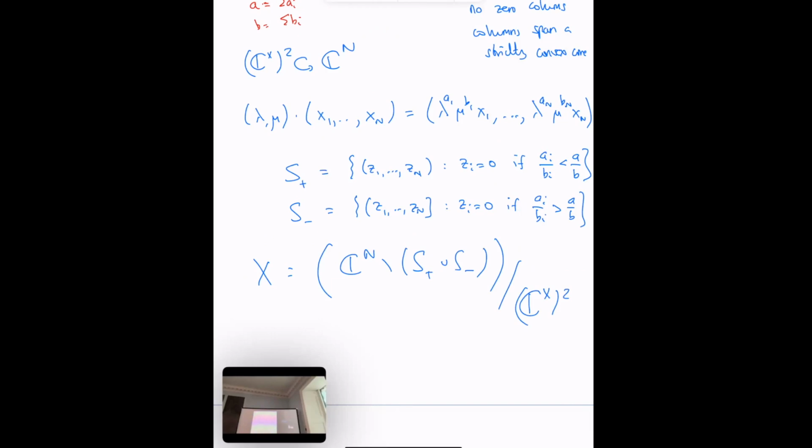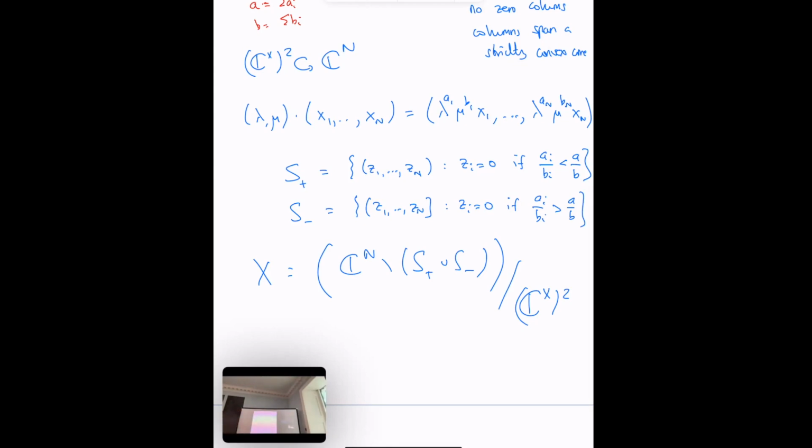Tell me again, what's the ambient? Oh, yeah. So for projective space, I took C to the n, I removed the origin, which was a linear subspace, and then I divided by C star. Here, I take C to the n, I remove some linear subspaces, and I divide by C star squared.